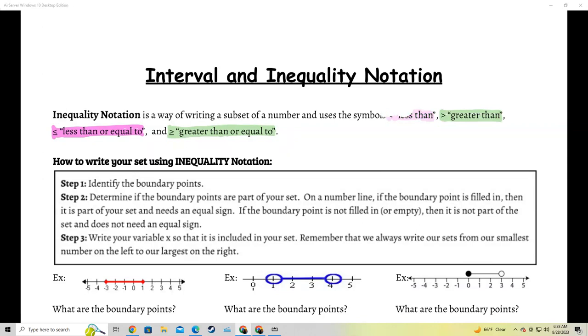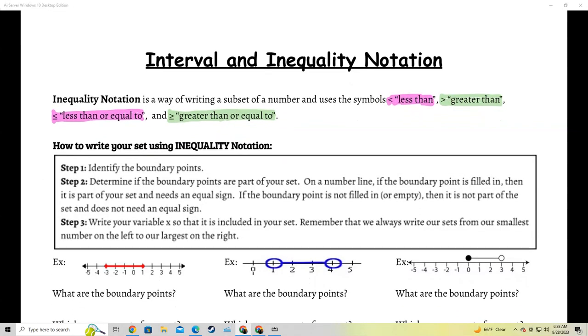So that means in that case, you're going to be using a symbol that looks like this with no equal sign or like this, again, with no equal sign. Step three, we're going to go ahead and write your variable x so that it is included in your set. I'll show you what that looks like in a bit. Remember that we always write our sets from our smallest number on the left to our largest number on the right. That's just usually the way we write stuff.